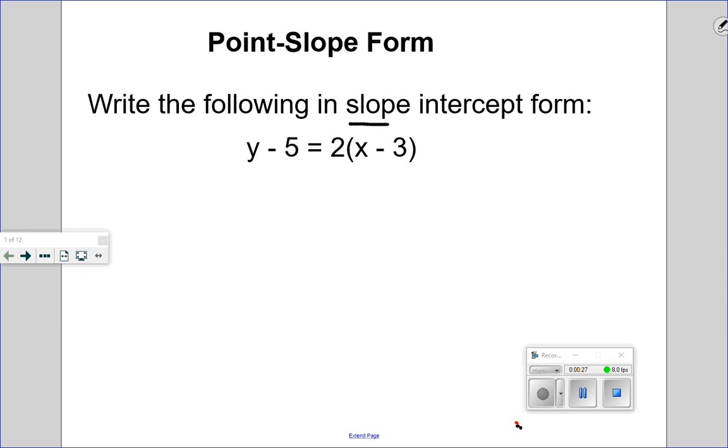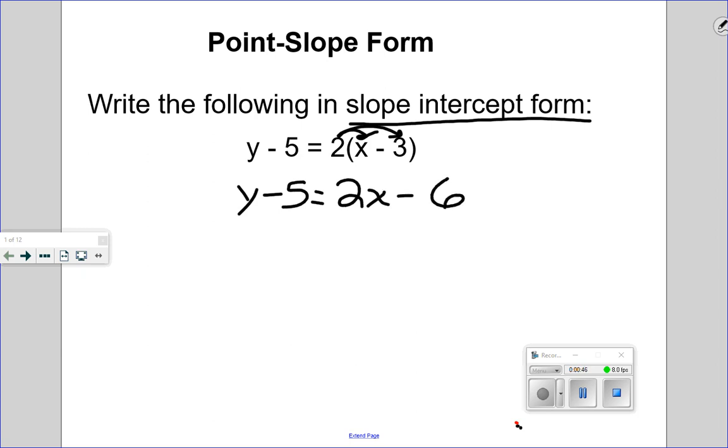So we'll start off by reviewing that and putting this particular equation into slope-intercept form. That means we're isolating y. First step is to distribute this 2. We don't do anything with the left side. The right side becomes 2x minus 6. Now to get y by itself, we just need to move this minus 5, so we're going to add 5 to both sides. That gives us y equals 2x minus 1.